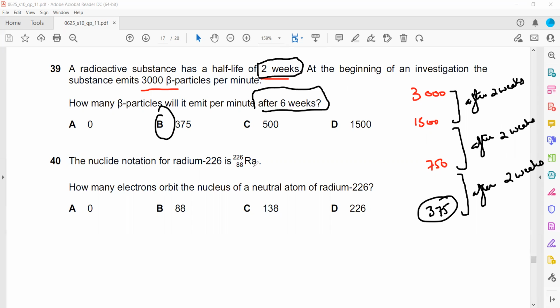A nuclide notation for radium is given. How many electrons are there? The number of protons will be equal to the number of electrons for a neutral atom. 88 protons are there. If it has 88 protons, to be a neutral atom, it should have 88 electrons as well. So B will be the right answer for this.